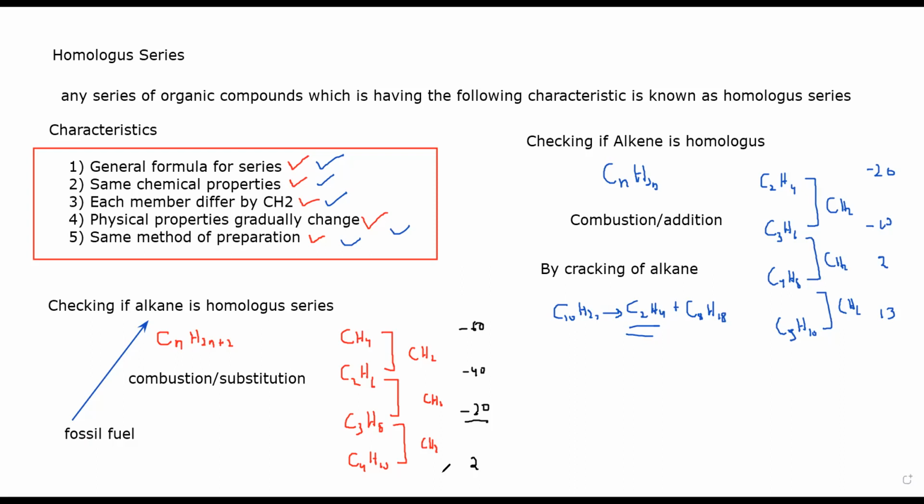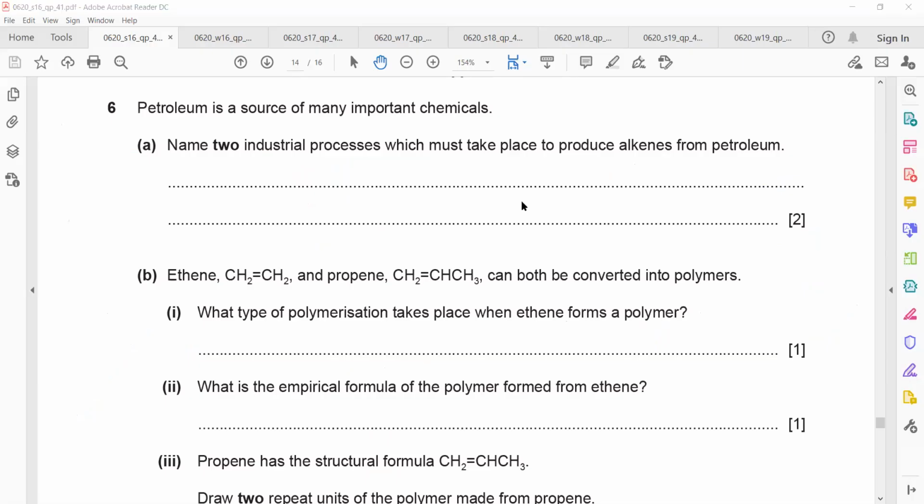So now the questions related to organic chemistry topics. In the first question: petroleum is a source of many important chemicals. Name two industrial processes which must take place to produce alkene from petroleum. So petroleum is crude oil. From crude oil, how can I prepare alkene? Directly, alkene cannot be prepared. Two processes are involved in the formation of alkene. What are the two?